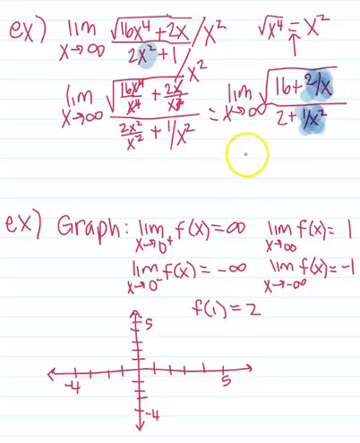Remember, limits are about what x is approaching. So once I get rid of those guys, goodbye, I'm left with the square root of 16 over 2, which is the same as 4 over 2, which is the same as 2. So I got my answer to be 2.